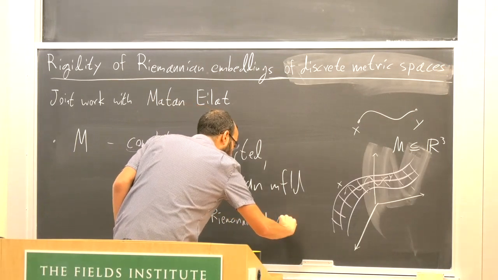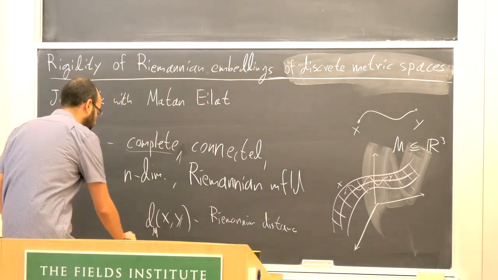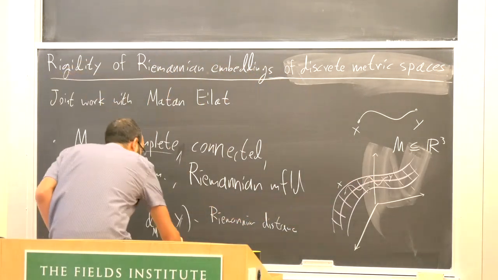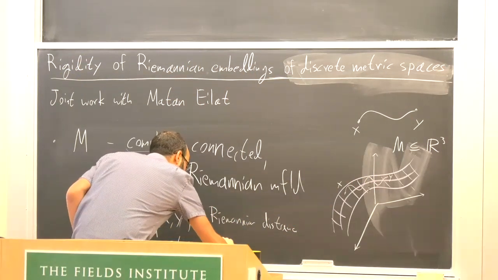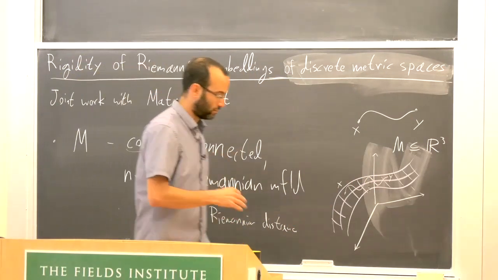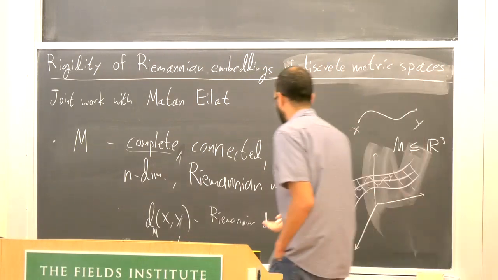Okay, so for any 2 points, the infimum of the length of the curve is the Riemannian distance. And this means that we kind of view a Riemannian manifold as a metric space. It's a completely legitimate point of view to think intrinsically, if you want, of a Riemannian manifold as being a metric space. Okay, so we're interested in embedding. So what's an embedding?